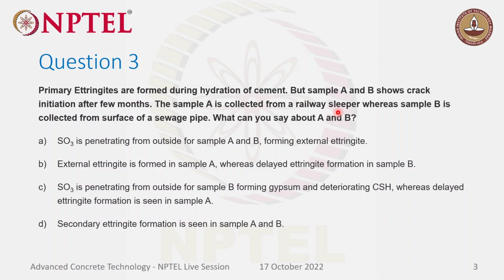And then coming to sample A, it's from a railway sleeper, so obviously you can think how it will be prepared. Railway sleepers are needed in n numbers. It's not one or two. They have to be formed in large numbers to lay on the railway track. So just think how it will be prepared. They're saying both sample A and sample B have cracks, sample A is collected from a railway sleeper and sample B from the surface of the sewage pipe. So what can you say about A and B? What is the inference from this?